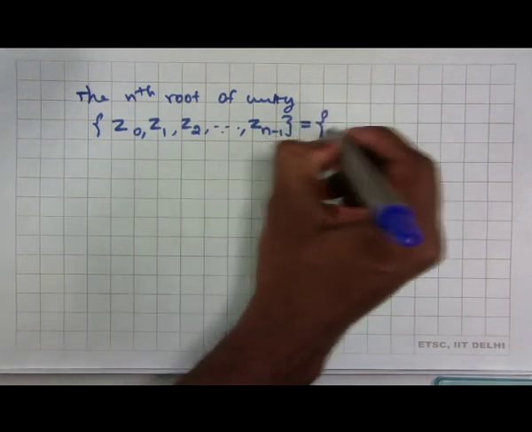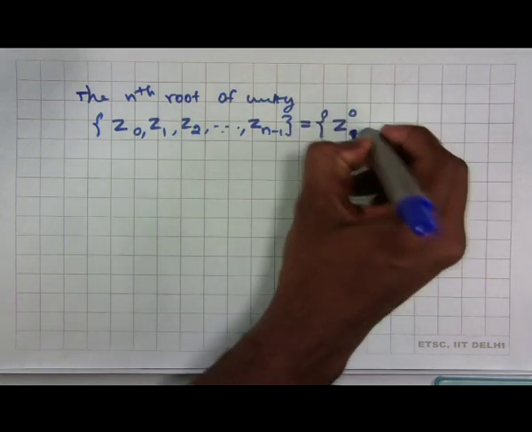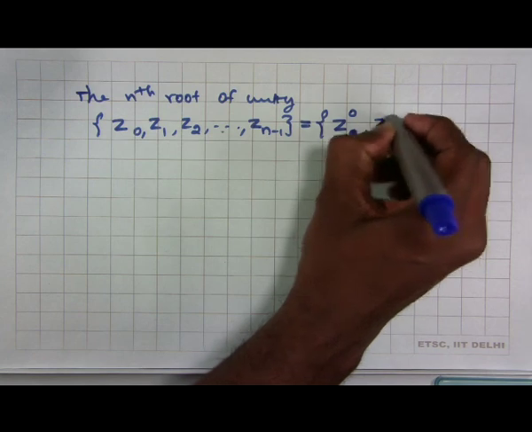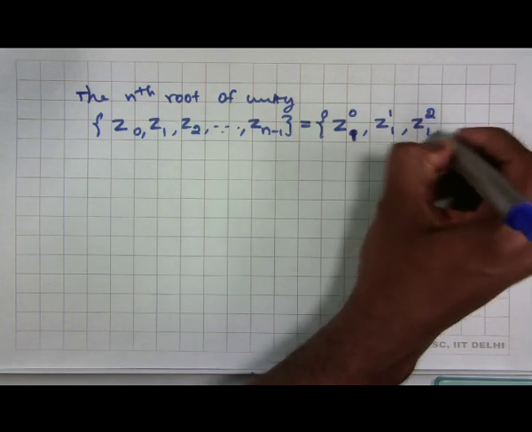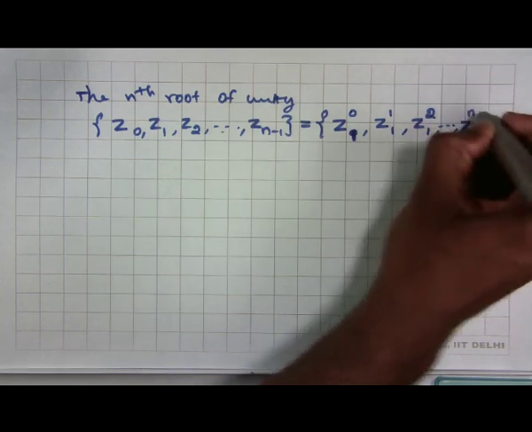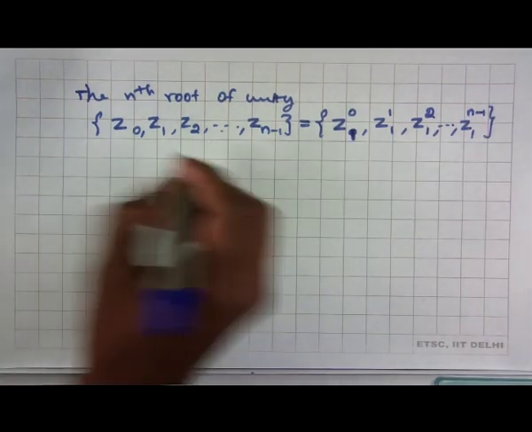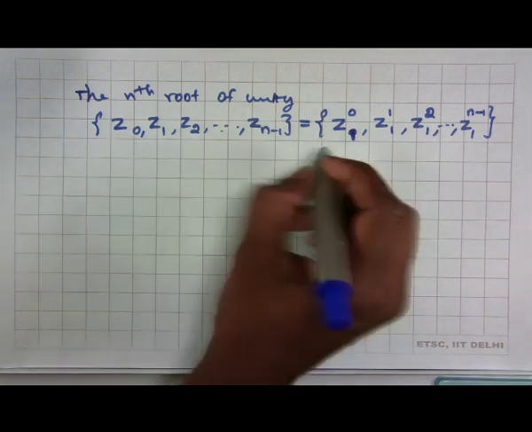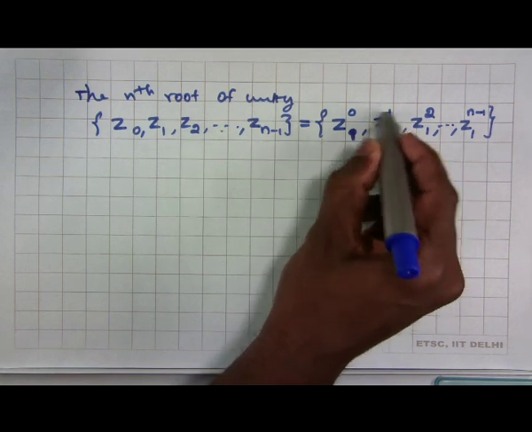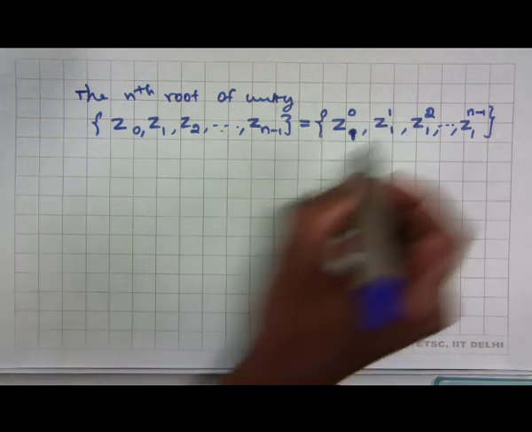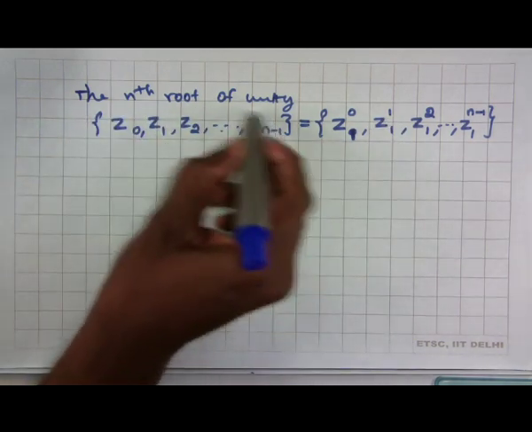This is just given by z1 power 0, that is 1, and z1 power 1 we get z1 itself, z1 power 2 we get z2, and z1 power n minus 1, we get zn minus 1. So which means the nth roots of unity are just generated by this element z1. If you have only z1, we can calculate the remaining elements just by taking its powers.